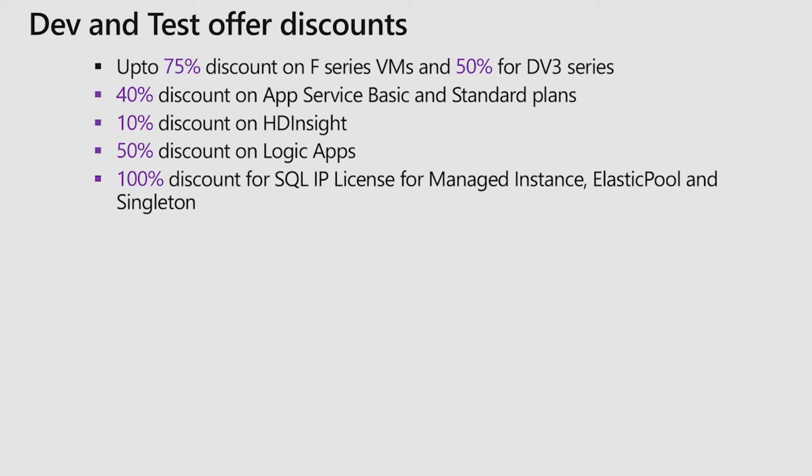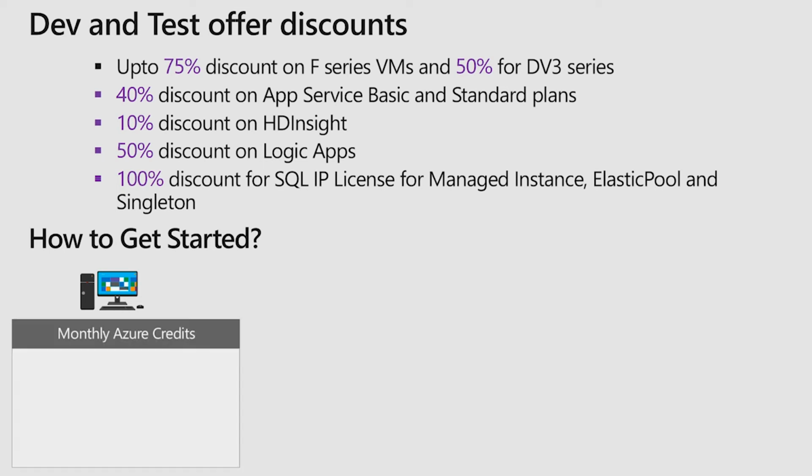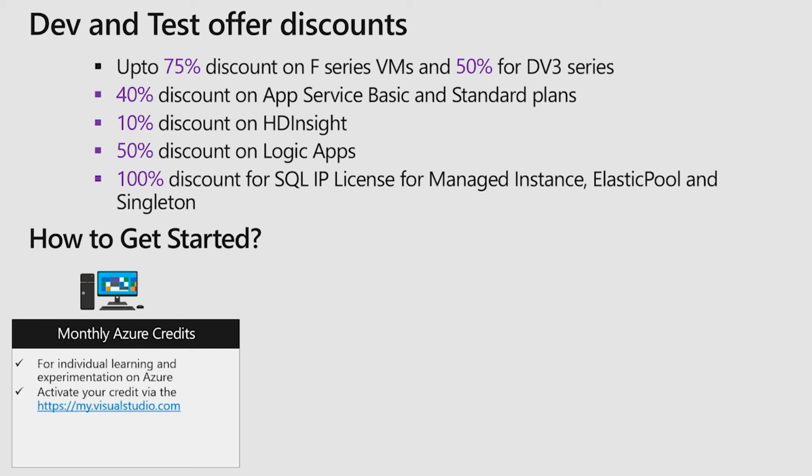Now you might wonder, this is great, but how do I get started? Well, the flow is extremely simple. If you're an individual developer and you're a Visual Studio subscriber, you could use your Azure credits, the $150 that's available to you every month, for your individual dev and test learning and experimenting around Azure. You get started by activating your credit on your Visual Studio portal, which is managed at my.visualstudio.com. That's option one if you're an individual developer.